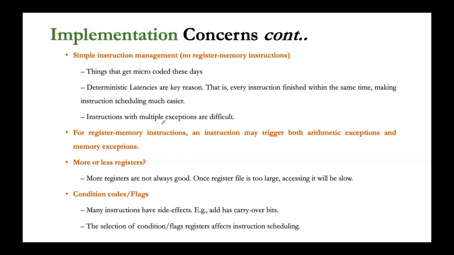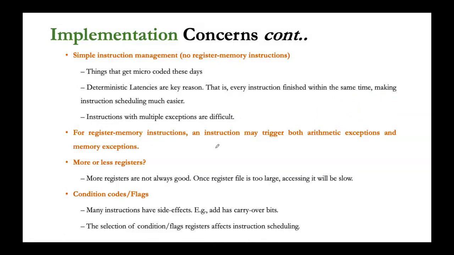So instructions with multiple exceptions are difficult in this case. Another concern is for register-memory instructions. As we said, an instruction may trigger both arithmetic exceptions and memory exceptions. In arithmetic, if you write 2 divided by 0, what does it lead to? If it is 0 divided by 2, what is it? So in that case, which one is the exceptional one?